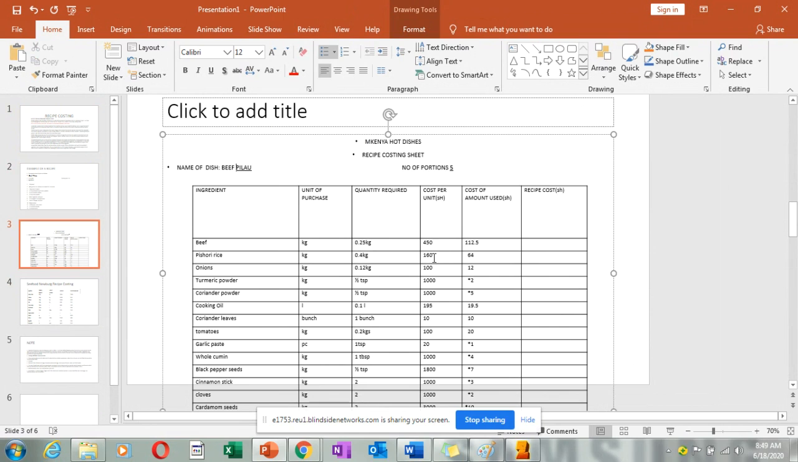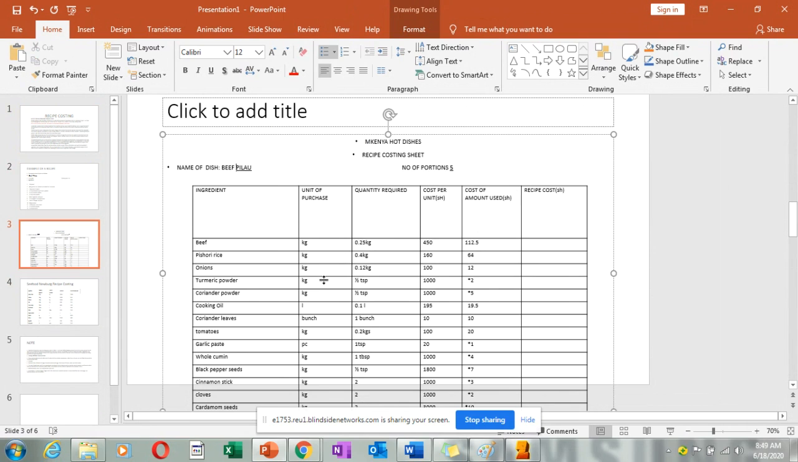The kilo of pishori rice is 160 shillings. So we calculate that by multiplying 0.4 with 160, which gives us 64 shillings. We look at onions also. We have been given 0.12 kgs, and the kilo is 100 shillings. So 0.12 times 100 is 12 shillings. So you can see that I have put in the shillings in brackets up here for all the columns that are talking about cost. Then look at turmeric powder.